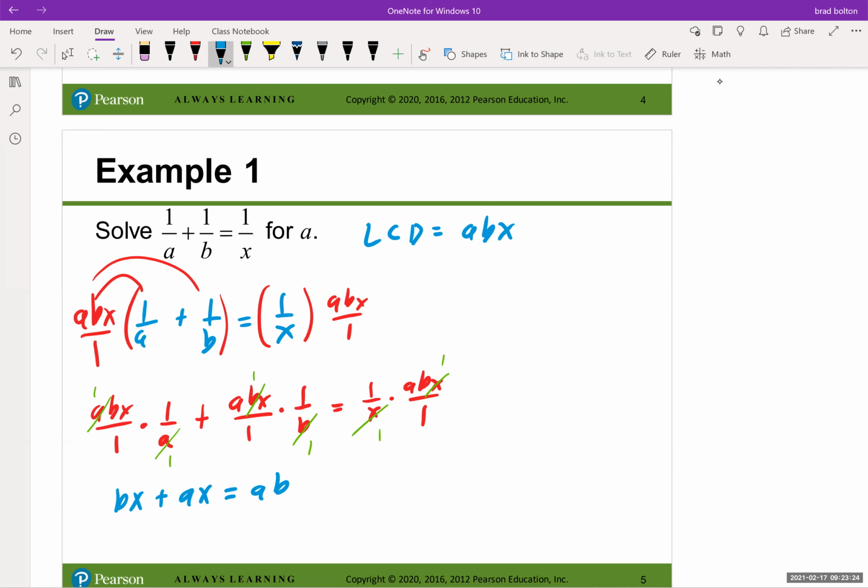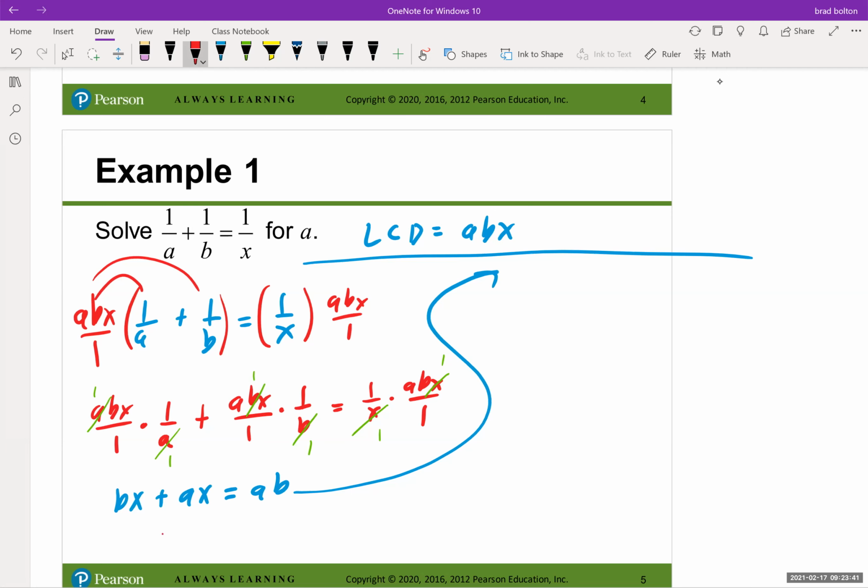However, we still need to solve for a. And the problem is we have a on both sides. So what we want to do is put a on one side of the equation. So I'm going to move everything to the right that has an a. So I'm going to subtract ax, subtract ax. Now notice we're left with bx equals ab minus ax. And I could not put those together because they're not actually like terms. Yes, they both have an a, but it's a b and an x. Those are different variables. So remember, combining like terms, you must have same powers and same variables. So we do not have that situation.